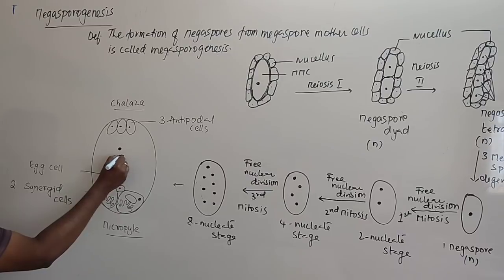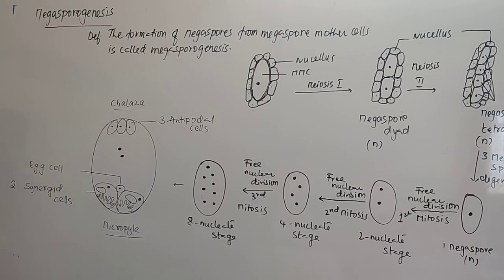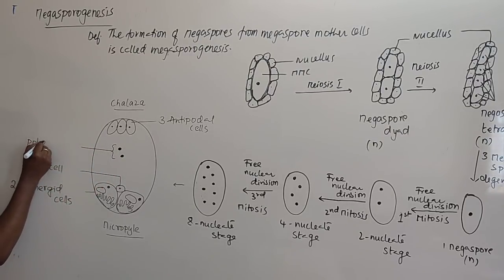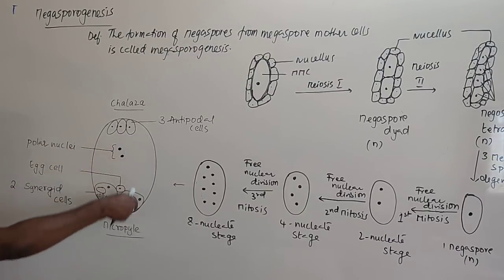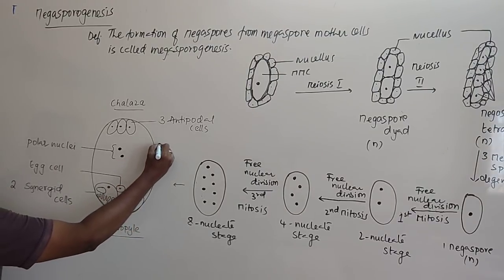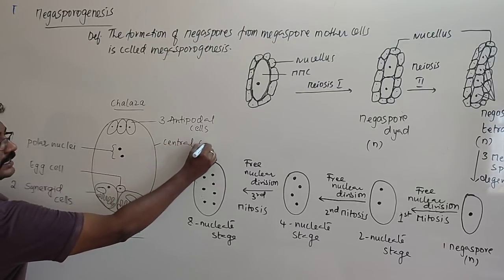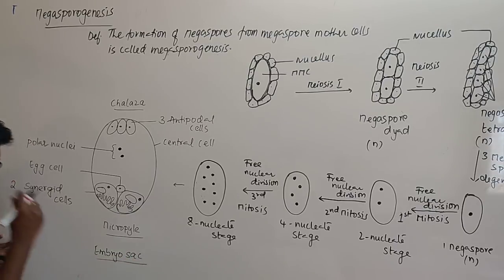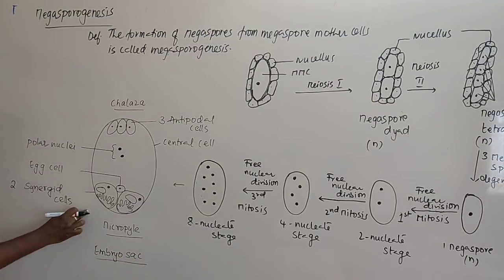They remain separately without formation of any cell walls, and these 2 are called the polar nuclei. And these 2 polar nuclei are the nuclei of the main cell, and this is called the central cell. So this is the complete formation of the megasporangium. So this is the embryo sac. This is the formation of the embryo sac that is present inside the ovule.